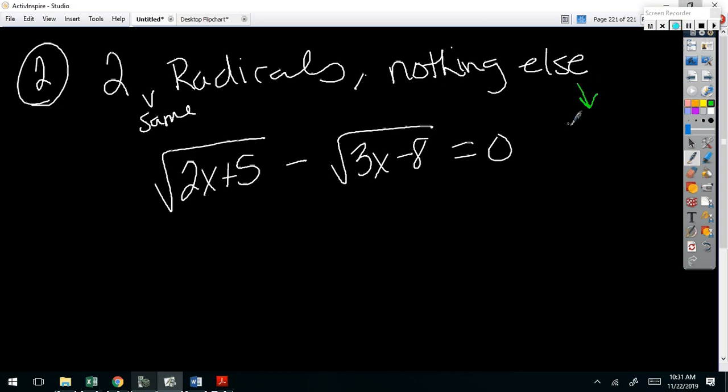So what you do, you get them separated. Okay, so you got to get them separated.